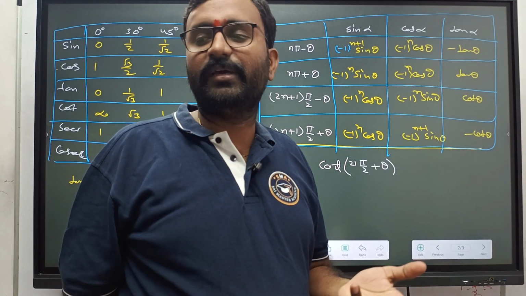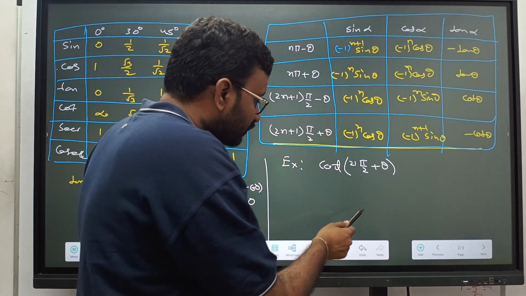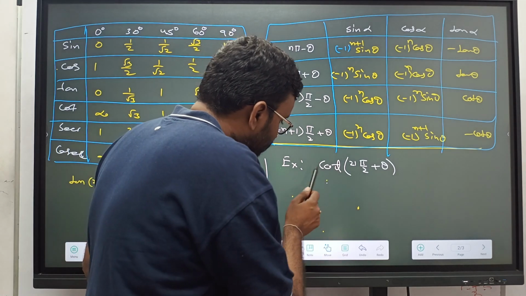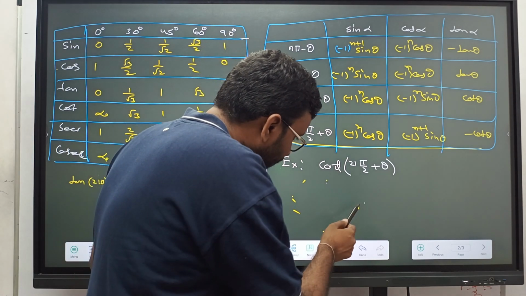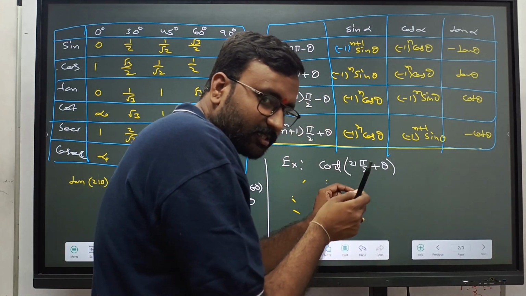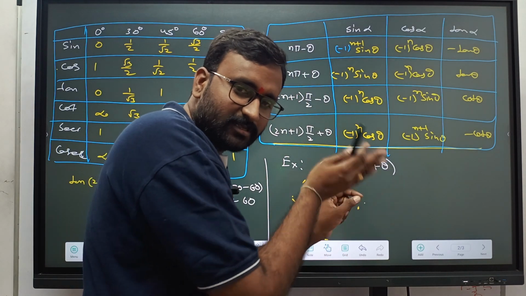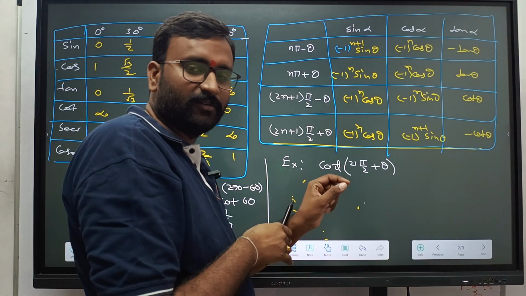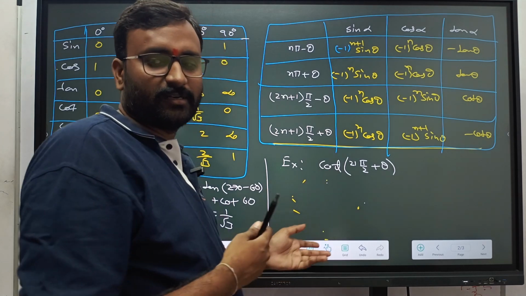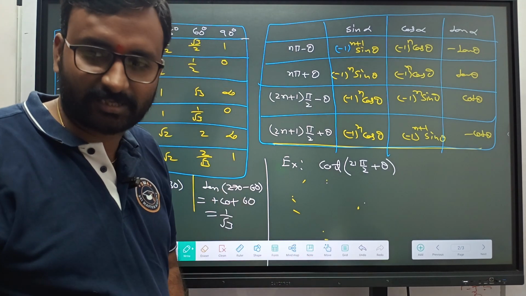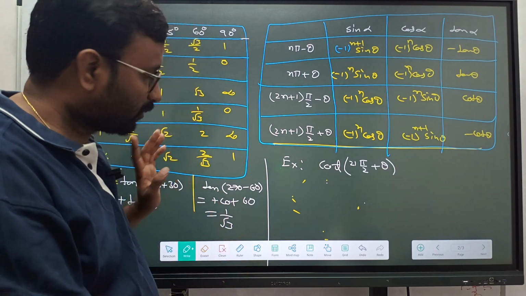Suppose it is 1800, you have to check 0, 90, 180, 270, 360. Where you are getting 180, there you have to check whether it is an even axis or odd axis. Plus means this side, minus means that side. Then we can find which quadrant, first, second, third or fourth. That is the general, basic process.